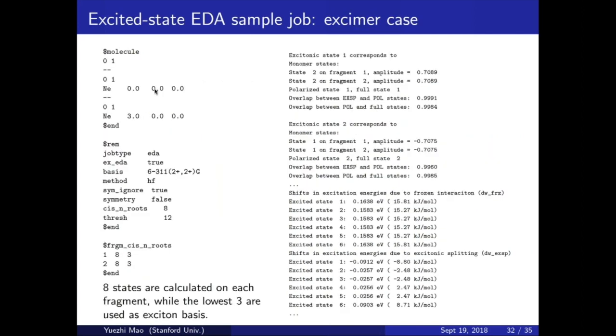And this is a sample job for the excimer case. This is a neon excimer, and we also need this REM variable XEDA to be true, and need cis_n_roots. This time, this fragment cis n roots section has 2 rows with 3 columns. So for each fragment, 1 and 2, we calculate 8 CIS states, but only the 3 lowest ones are used as an excitonic basis.